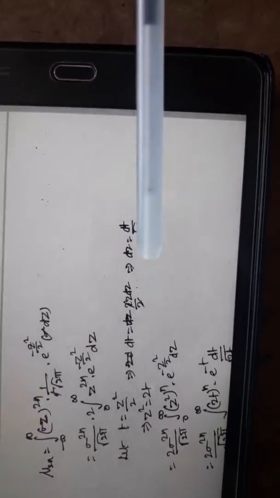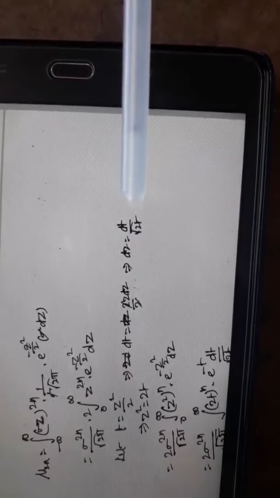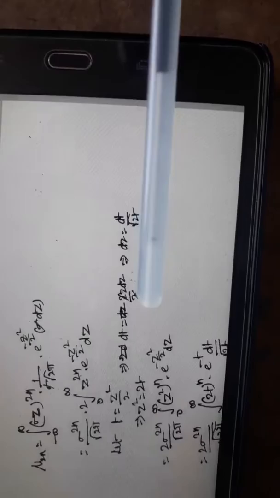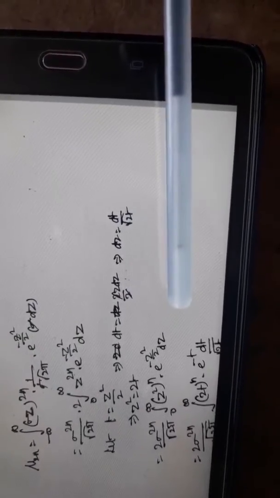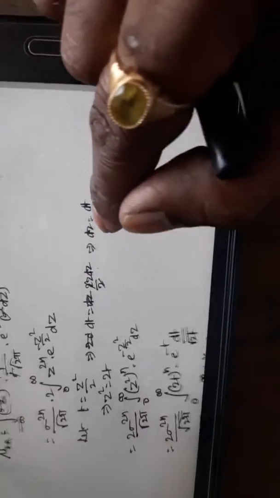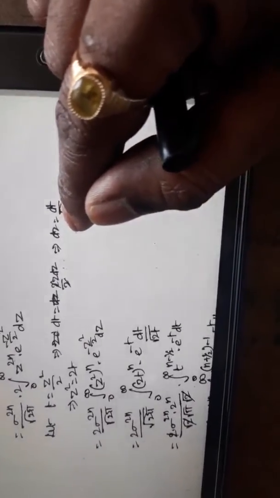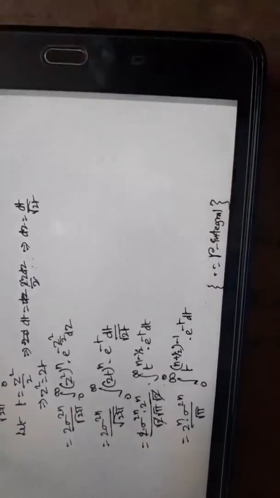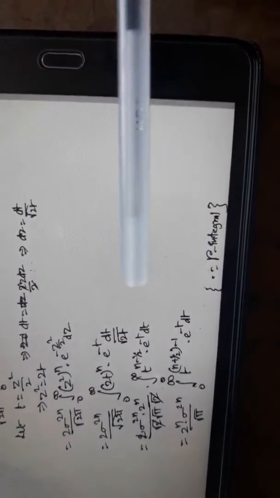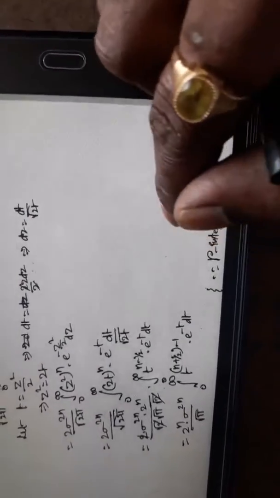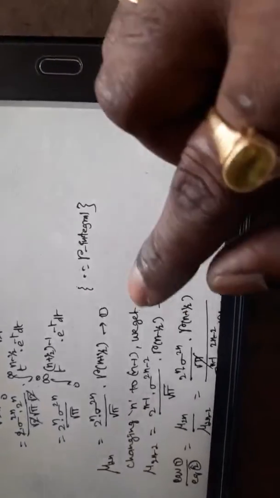There you consider dz is dt by root 2t. So we substitute here like this: (2t) power n e power minus t into dt by root 2t. So the remaining terms are considered as common here: t power (n minus 1 by 2) in the denominator, e power minus t dt. This is of the form of a gamma integral, gamma of n plus 1 by 2.